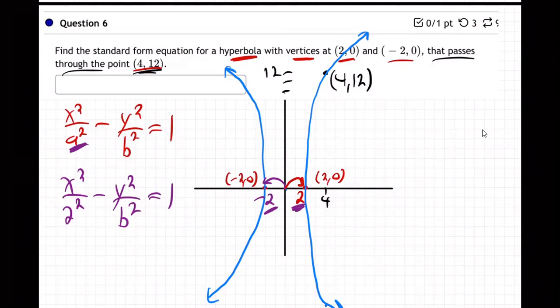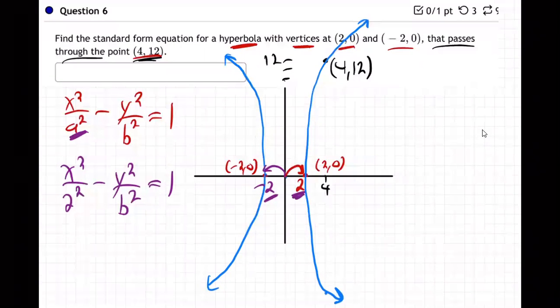So now I need to find b, or find b squared. Let me write that. Now just find b squared. Once you find b squared, you're done. All you have to do is find b squared and it's done.